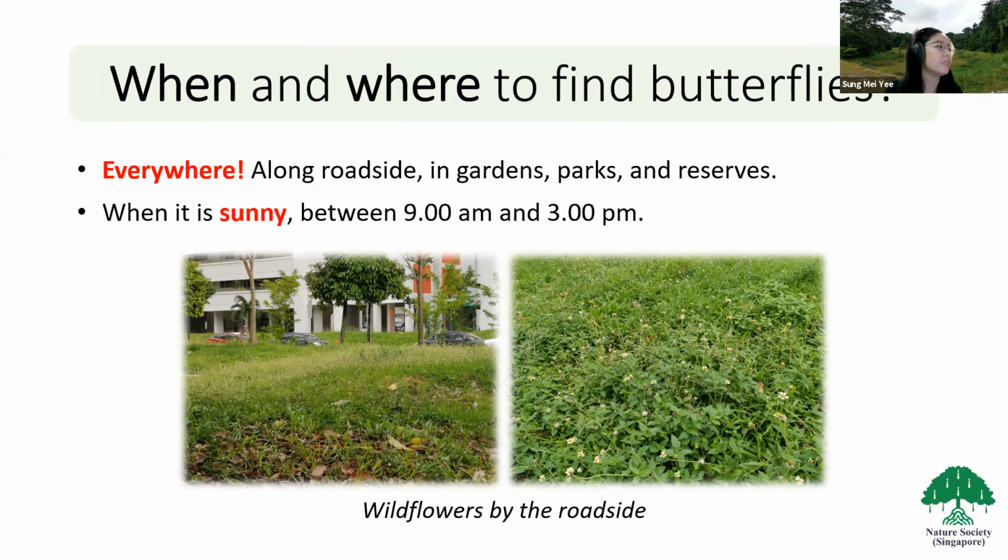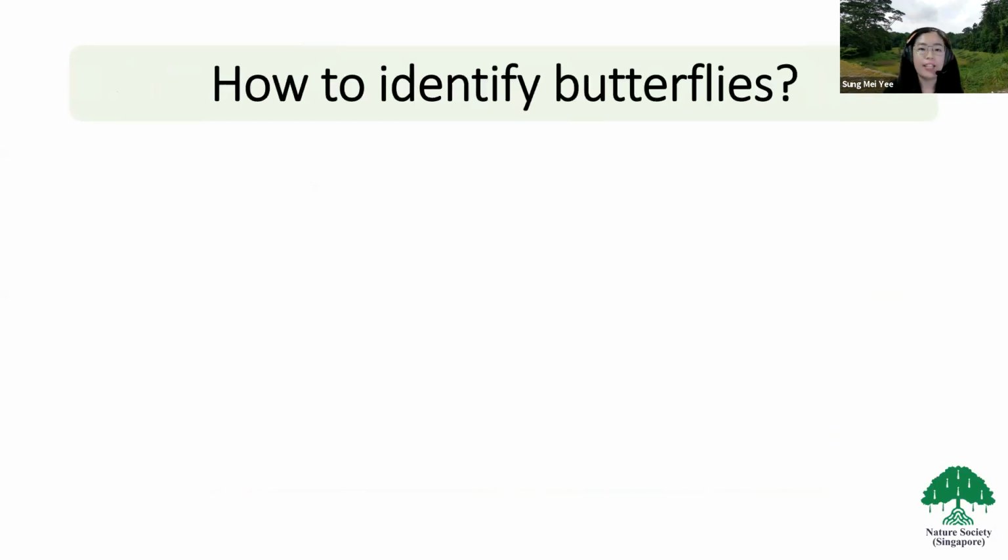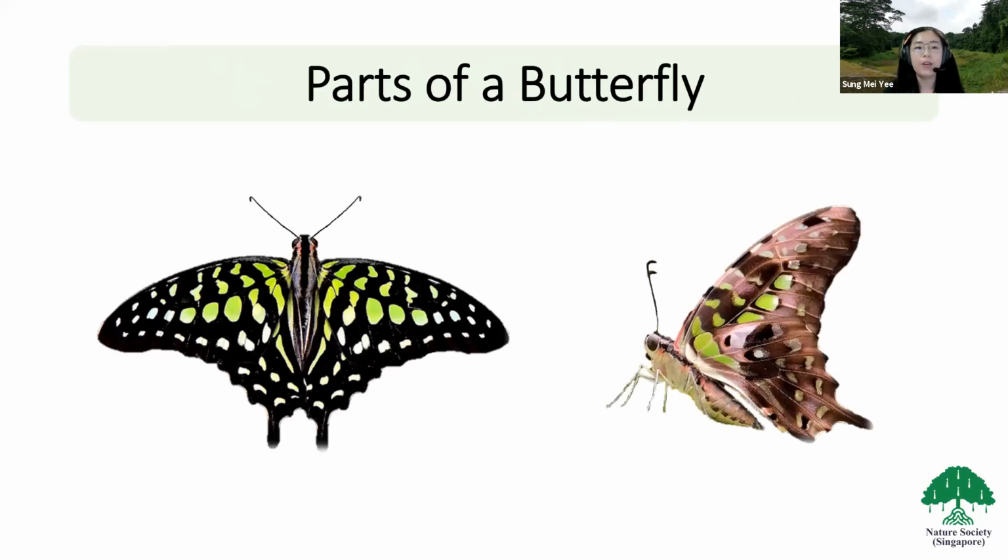Okay, all right. So I think now that we have talked about when and where to find butterflies, let's talk about how to identify butterflies. Okay, what do you need to know in order to tell apart the different species of butterflies? So first, you need to know the parts of a butterfly so that you can accurately describe it and you know what to focus on.